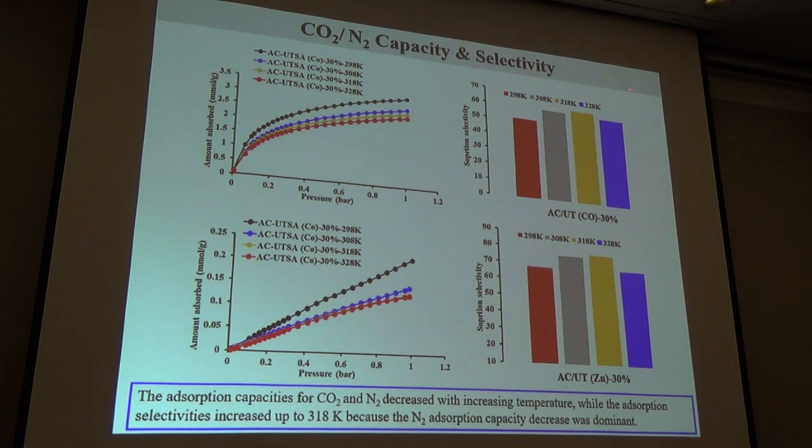And even if we increase temperature, as compared to CO2, N2 capacity is decreased significantly. That's why at high temperature, the selectivity reached around 60 for the cobalt MOF. But if we see the zinc MOF, the selectivity is around 65, and if we increase the temperature, the selectivity reached more than 70. So this is the good thing, that we can use combined MOF with porous material which is available cheap in market.